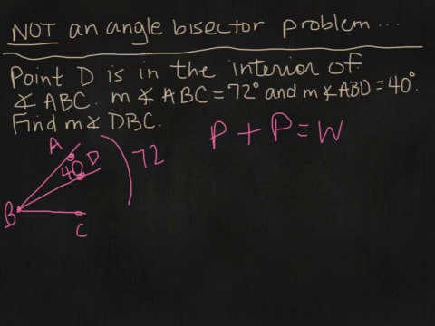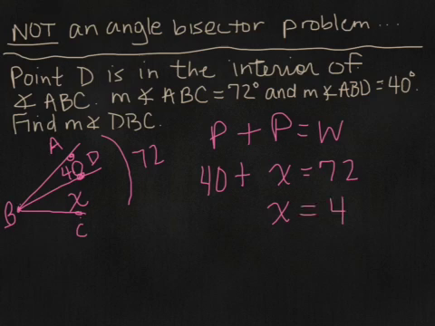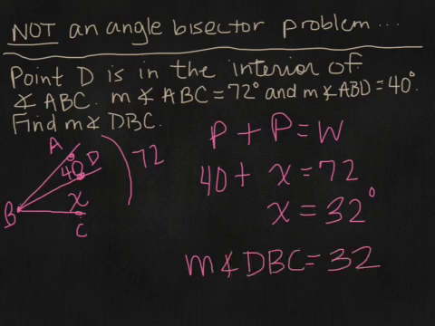So I look, and I need to find DBC, which I can see now, and I can see that it is one of the parts that I need to know. So I have 40 plus X equals whole, which is 72. So subtracting 40, X is 32. So the measure of angle DBC, which is our unknown, is 32 degrees.